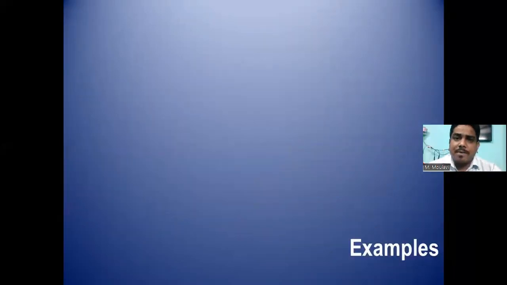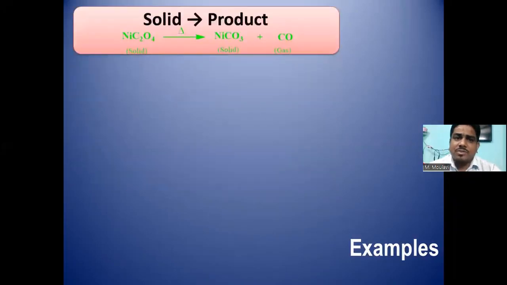We will look at the examples of solid state reactions. First type is the solid is directly converted into product. Example is decomposition reaction of nickel oxalate. Whenever the nickel oxalate is heated at high temperature, it is converted into nickel carbonate and the carbon monoxide gas. Other example can be the lime, calcium carbonate. Whenever heated at very high temperature, it is converted into calcium oxide and the carbon dioxide gas.